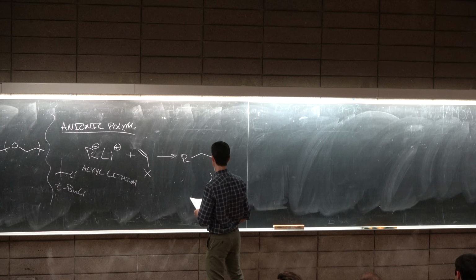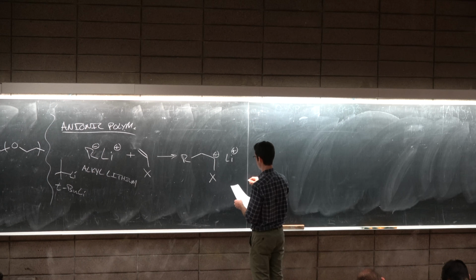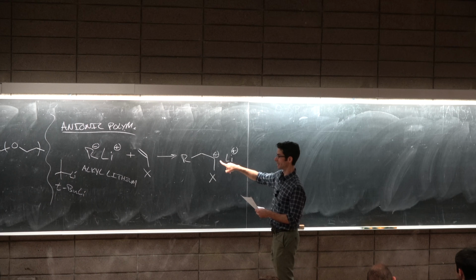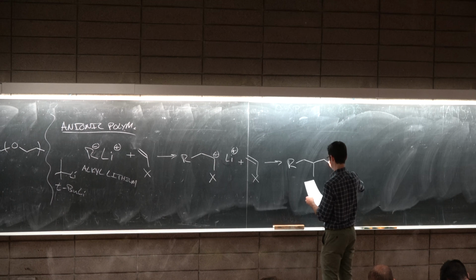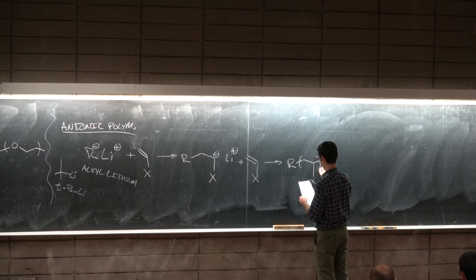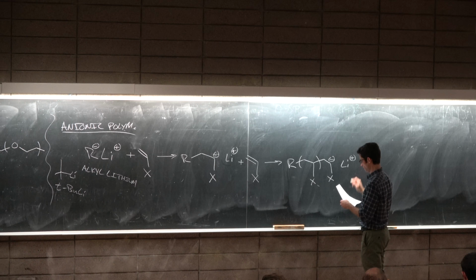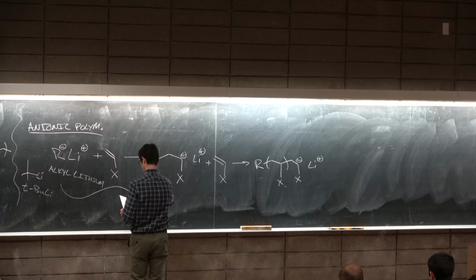So now we have a new alkyl lithium, but now the new alkyl lithium is the growing chain end. And we can add this to another monomer to give us, now this species that we're left with in the end.